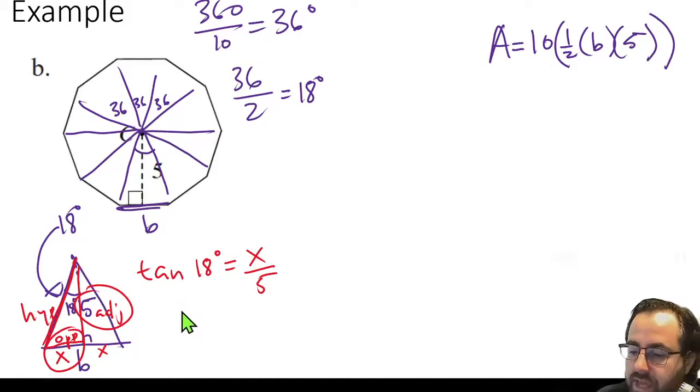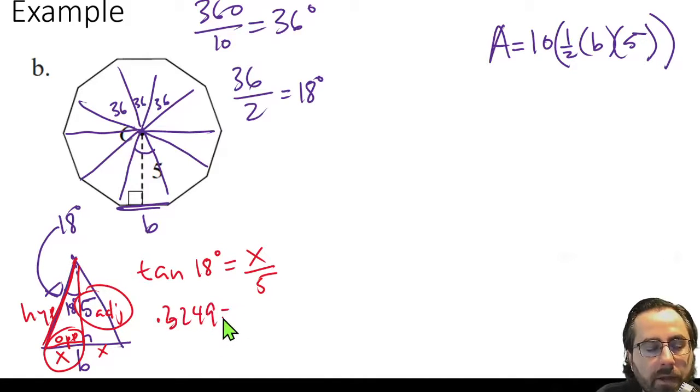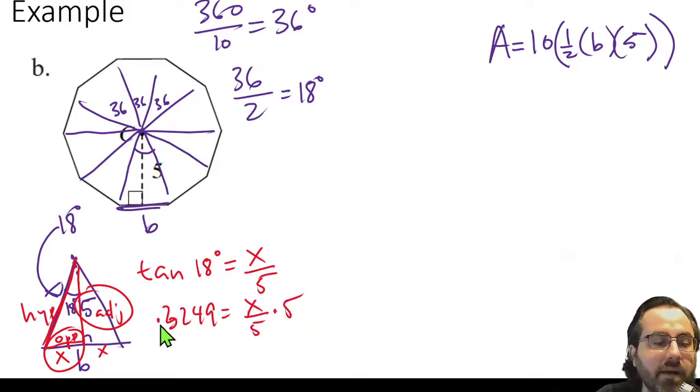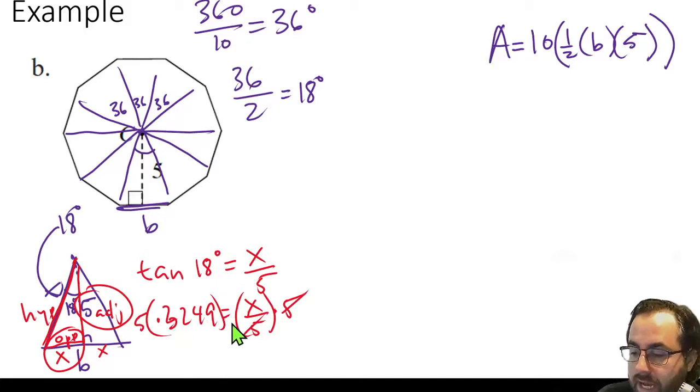So the tangent of 18 is 0.3249. I looked up tangent 18 on a calculator, and that's the ratio. Then we're going to just times both sides by 5 to eliminate that. And 5 times 0.3249 is 1.624. And that is x.